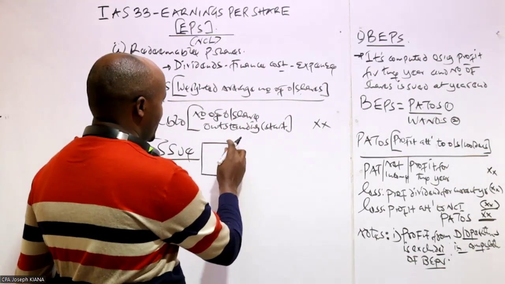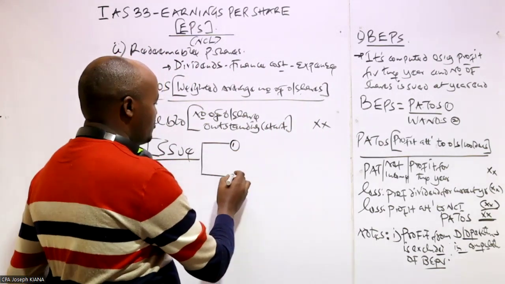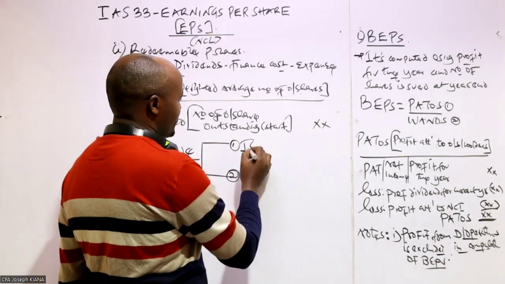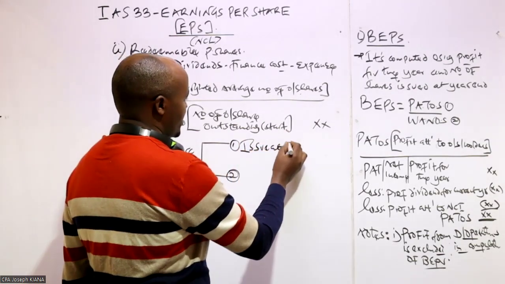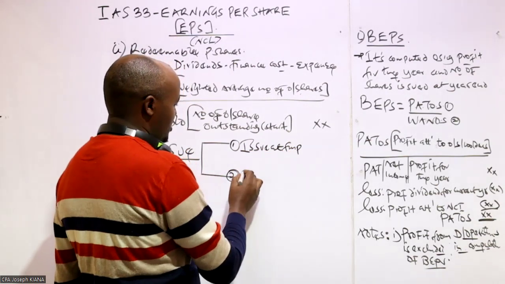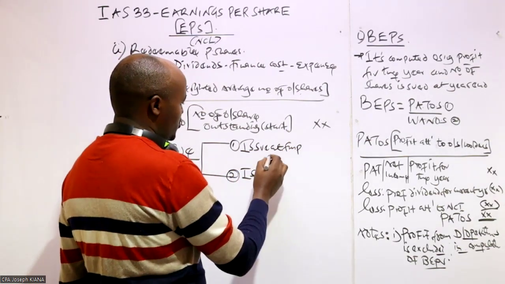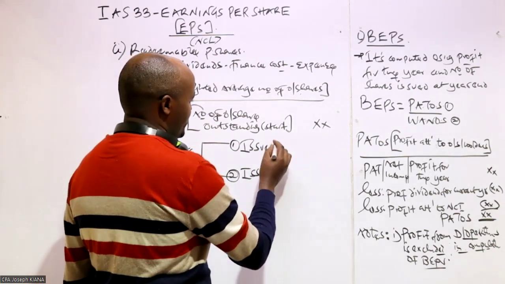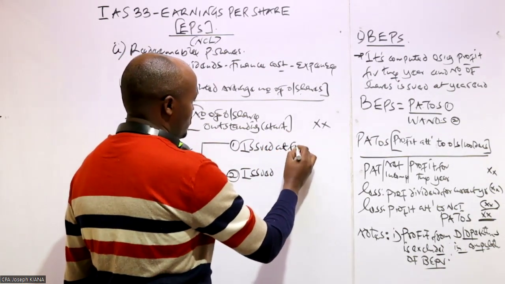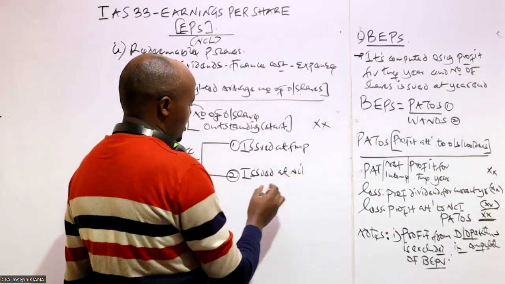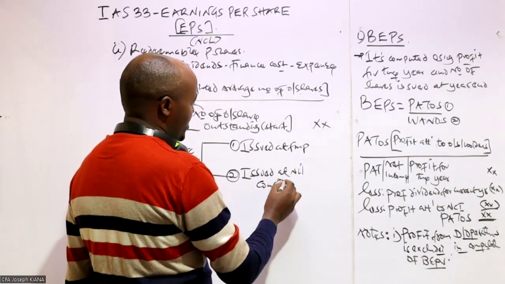And these shares issued by the company during the current year are broadly classified into two categories. Number one, we have those shares which are issued at full market price. And number two, we have those shares which are issued at nil consideration.